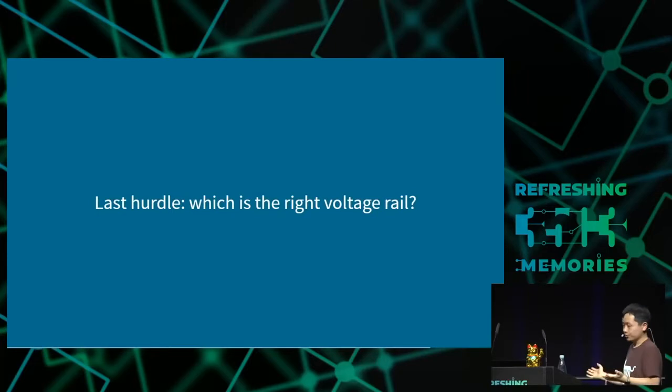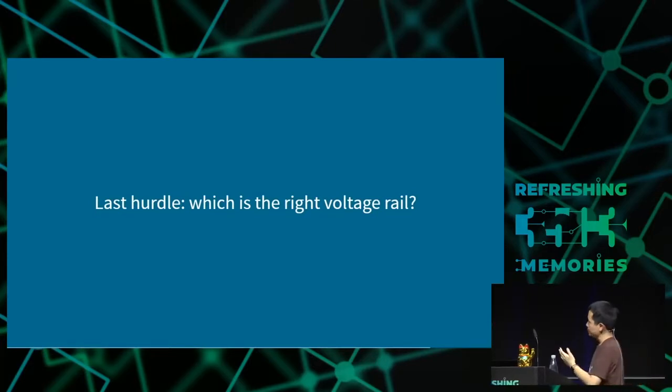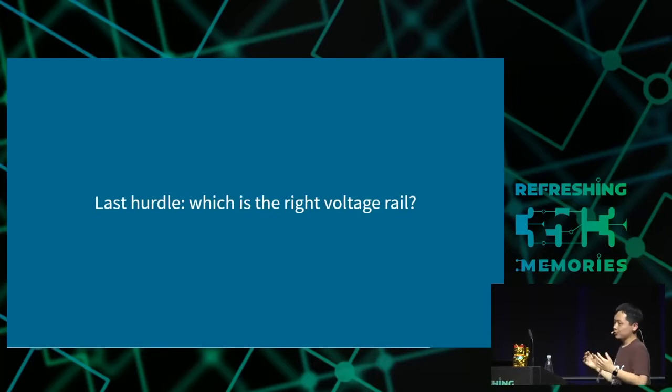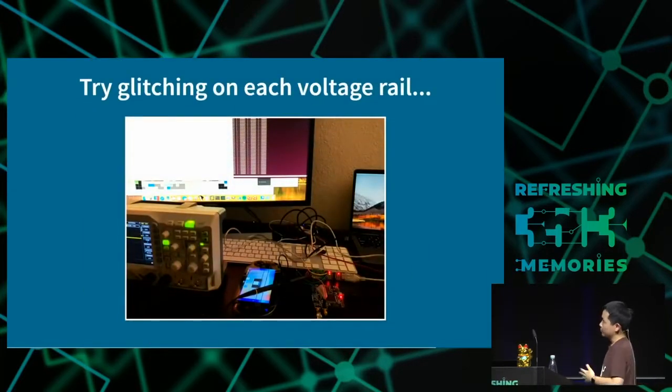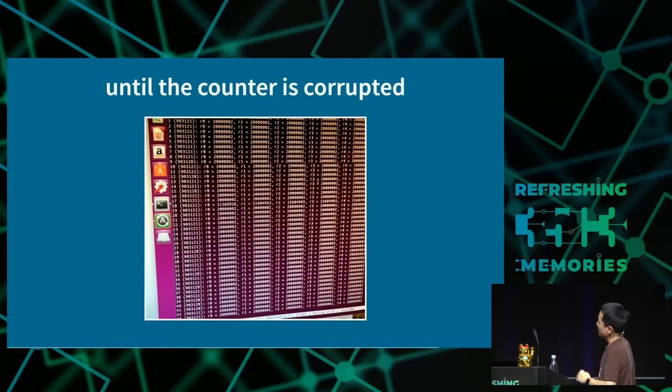How do we know which one's the right one? To find out, we just basically try each one. Brute forcing 9 things isn't that bad. We write a counter that increments like 5 different registers, and then we just hook it up to the computer, and we just try voltage glitching each one until we see one of these counters change.